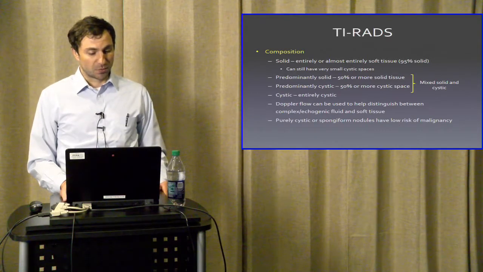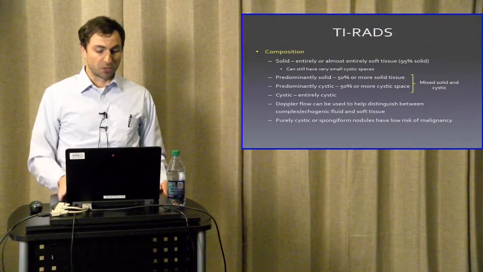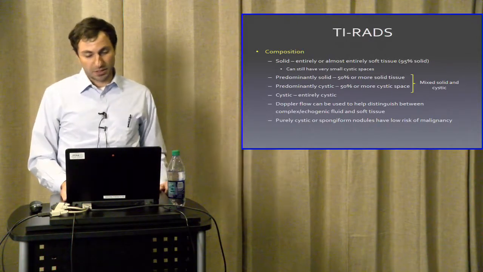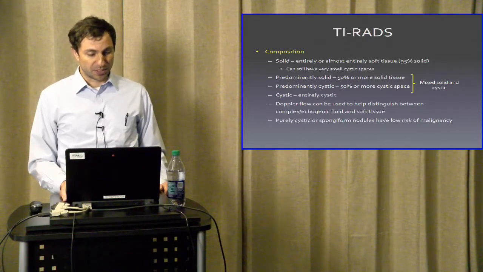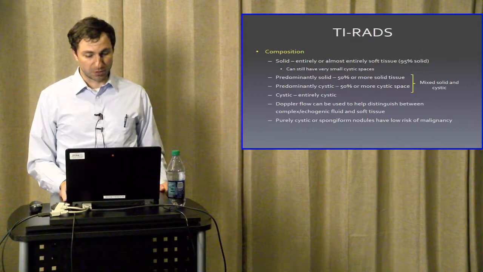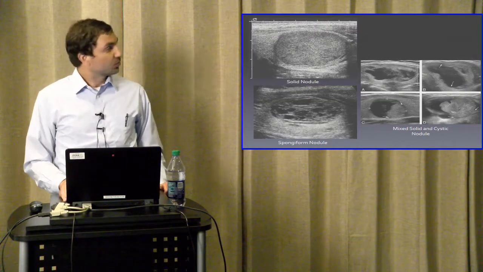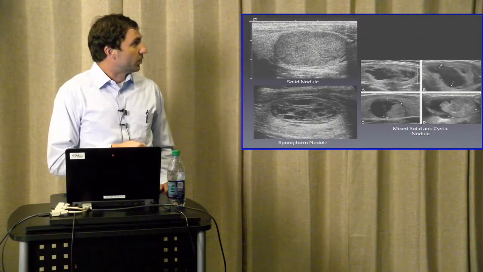And then, as I described earlier, we can use Doppler flow in some of the more complex cases to distinguish between a solid nodule and a nodule that just has complex debris within it. The purely cystic and spongiform nodules, which I have an example of, carry a low risk of malignancy. So top left, just a good example of a nice solid nodule.